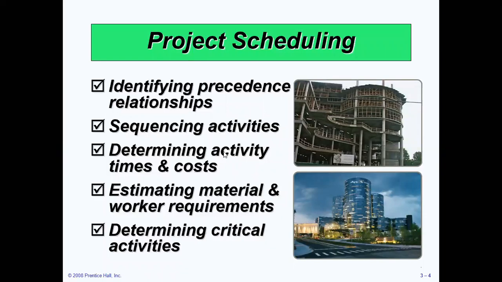We determine the activity times and costs. These times and costs should be the estimated times and costs that we have discussed in the previous lectures. We assign different material and worker requirements and some other resources as well. And then we determine the critical activities or the critical path. Critical path is a path on which different critical activities lie. We will talk about the critical activities and critical path in the coming slides.